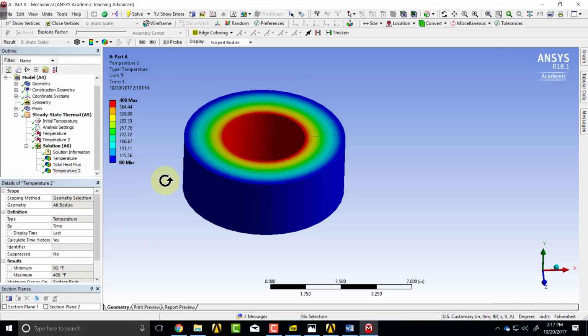And this is actually my ANSYS result from 2D axisymmetric shown as in 3D using symmetry. And you can see that there is temperature variation only in the radial direction. There's no temperature variation in the circumferential direction, and there's no temperature variation in the axial direction.